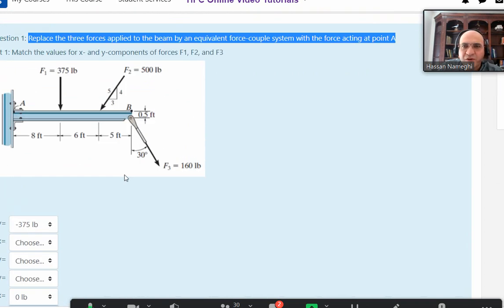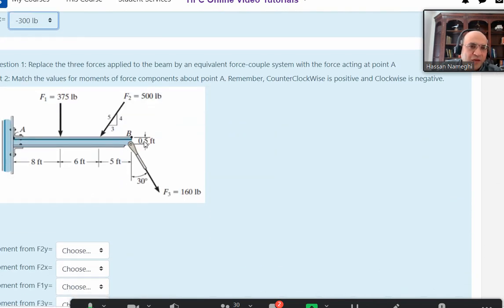Again, you can select different values for this one. The next question, in part 2, asks us what's the value for the moment from each force. Again, the way that we do this quiz is step by step, right? For instance, F2Y. F2Y is pointing down. It's going to go about point A clockwise. Because it's going to go clockwise, it will be negative.